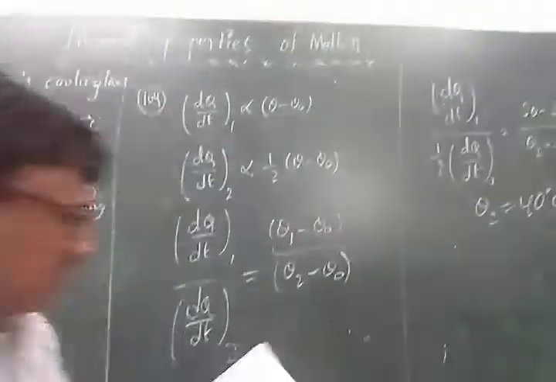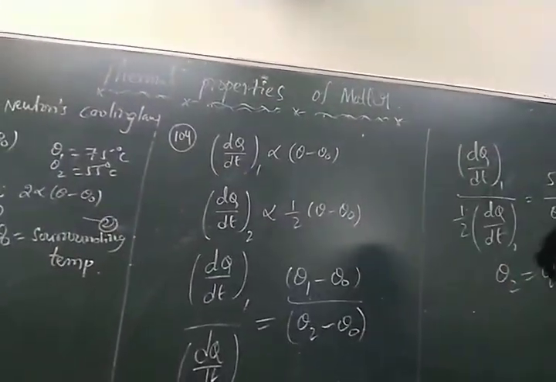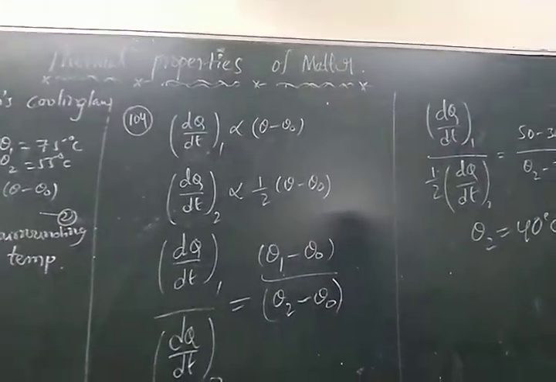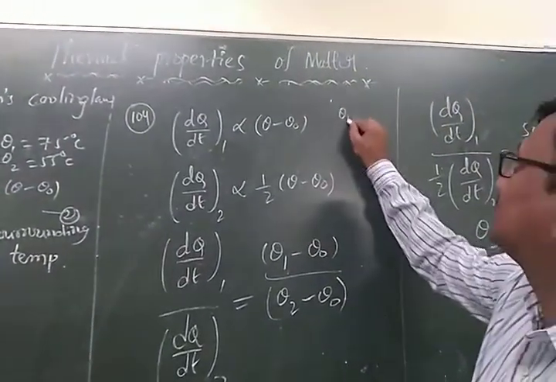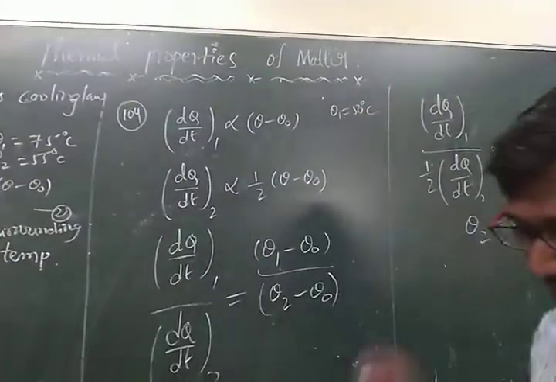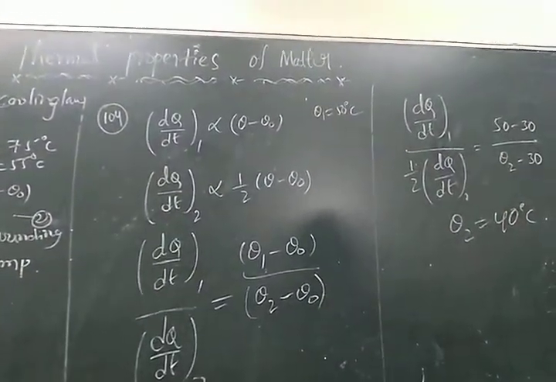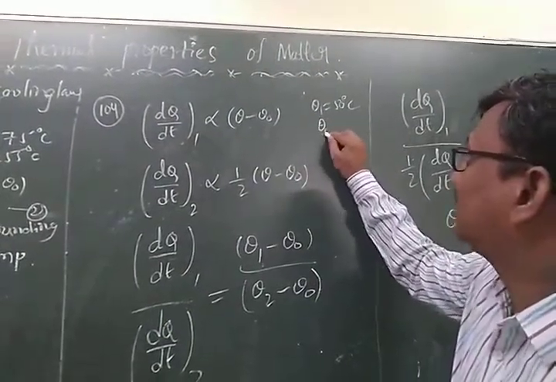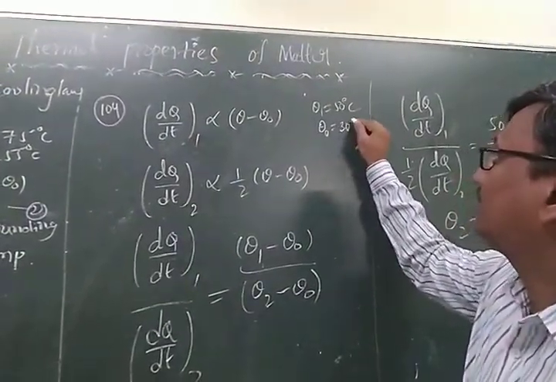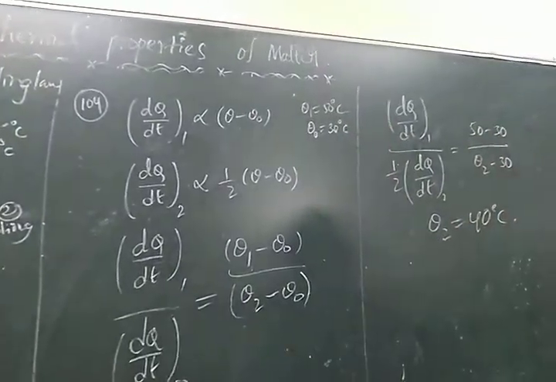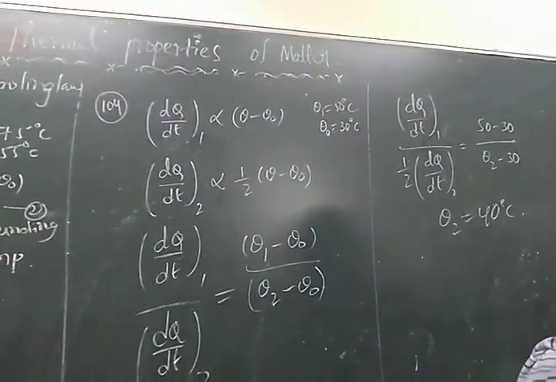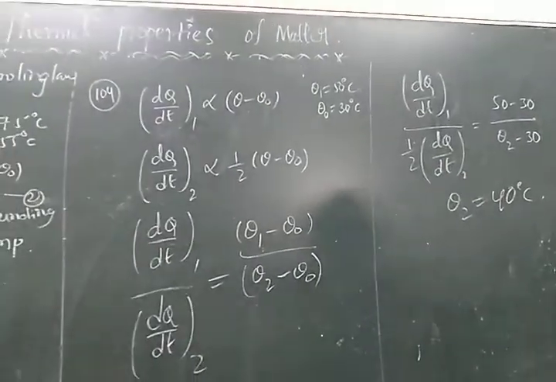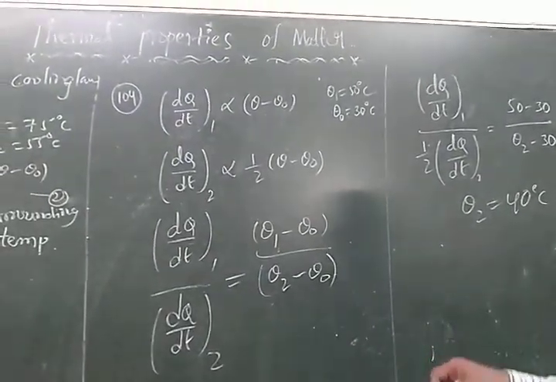Let's see the last question, 104. A body at 50 degrees centigrade, theta 1 equal to 50 degrees centigrade, cools in surroundings maintained at 30 degrees centigrade, so theta naught, the surrounding temperature, is 30 degrees centigrade. Find the temperature at which the rate of cooling is half of the initial rate.